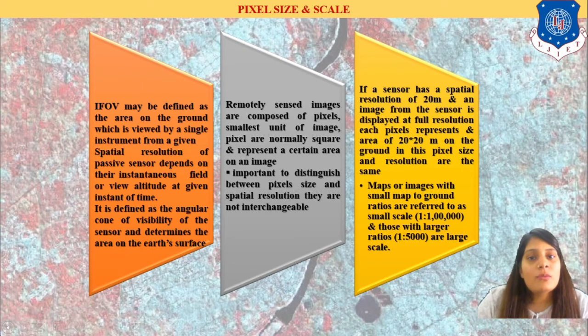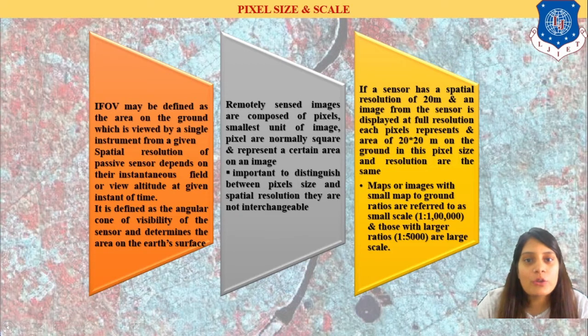First of all, what is IFOV? I have written here that IFOV may be defined as the area on the ground which is viewed by a single instrument at some altitude and at an instant of time. Now, IFOV is instantaneous field of view, meaning at the time when the satellite is capturing the image, how much of the image it is capturing at which height is known as IFOV, right?